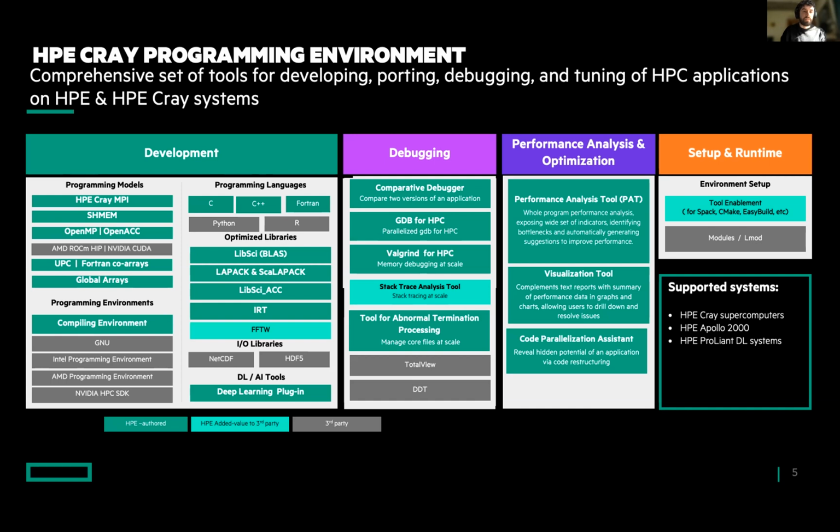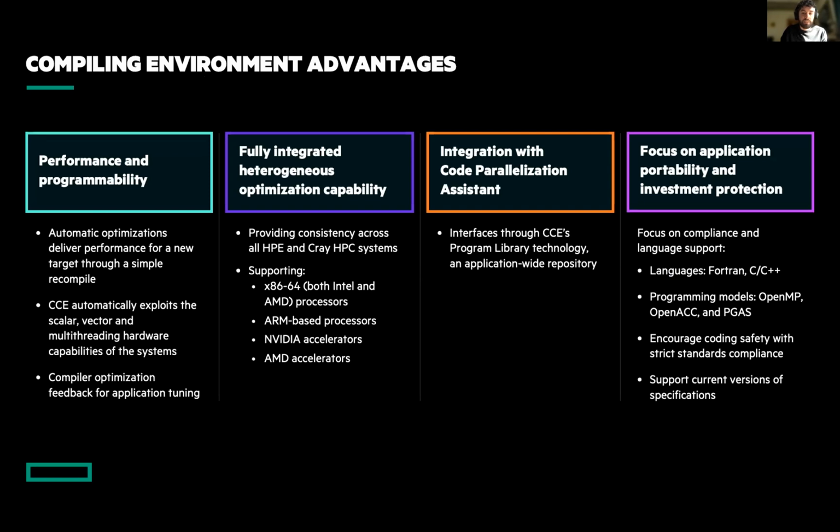So this is the big picture overview of everything in the environment. In terms of the advantages of our environment, it's really a focus on performance and programmability. So we focus on quite aggressive optimization in the CRAY compiler, and we can give you some really nice optimization feedback for application tuning. We provide this consistent environment over a variety of systems and a variety of different architectures. So you may have a lot of different types of hardware in the various systems that we sell, and we have one environment that covers most of these and can give you a reasonable level of support.